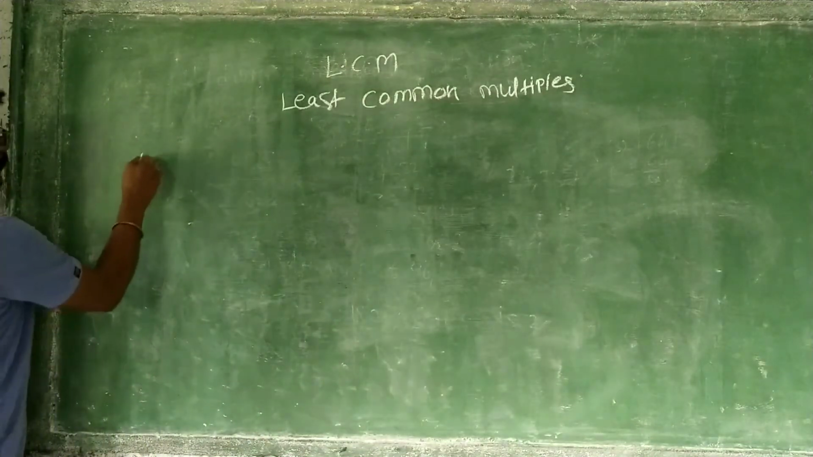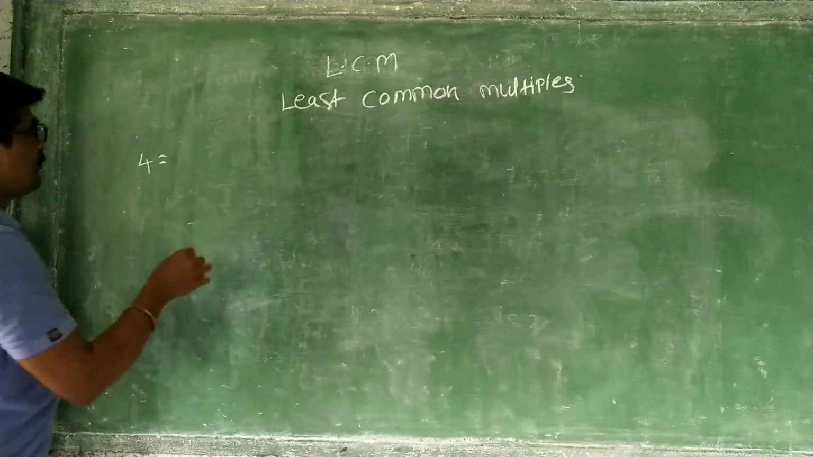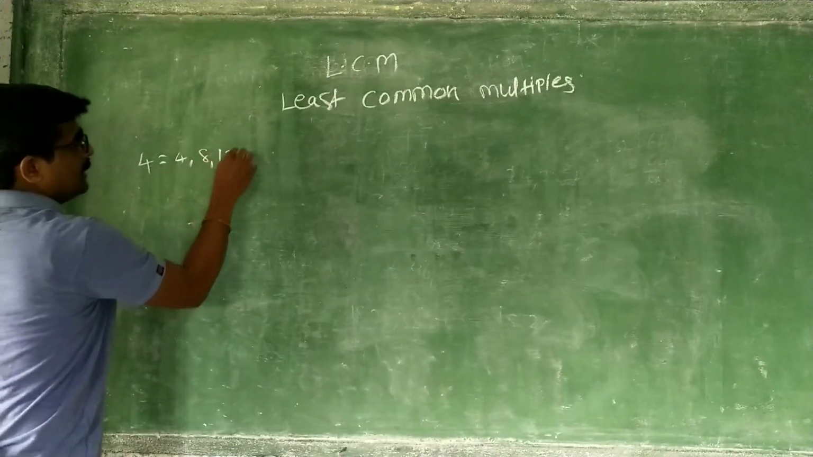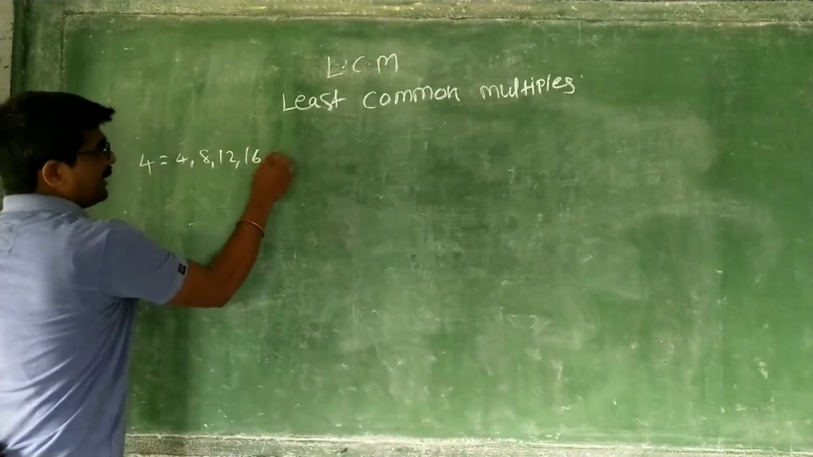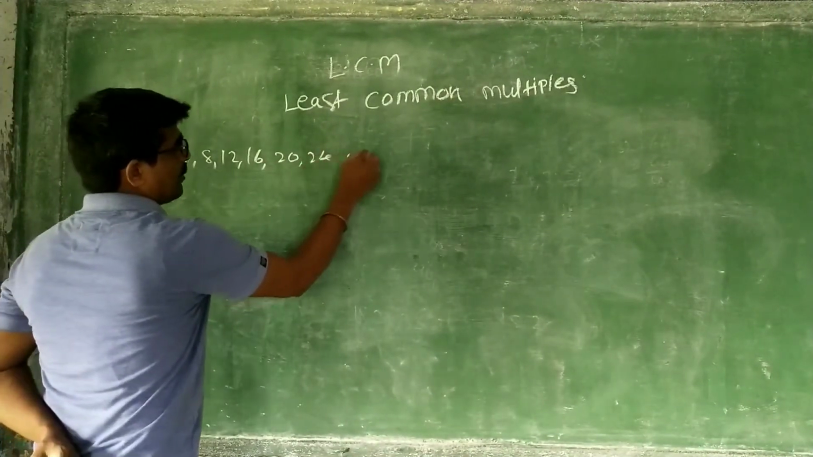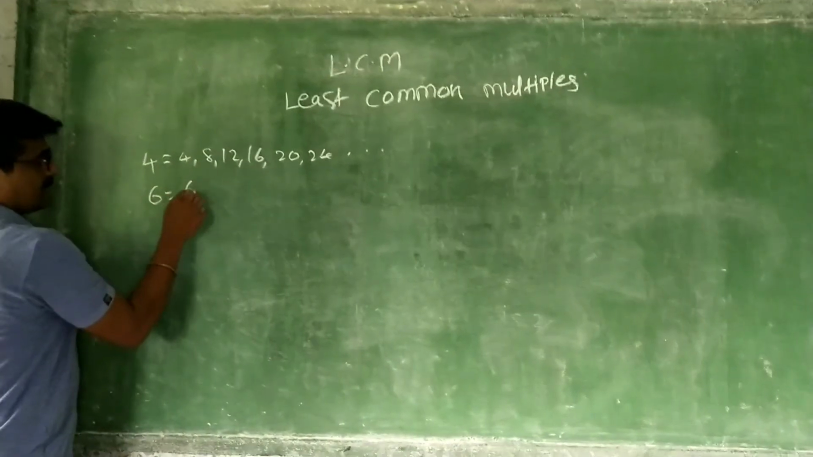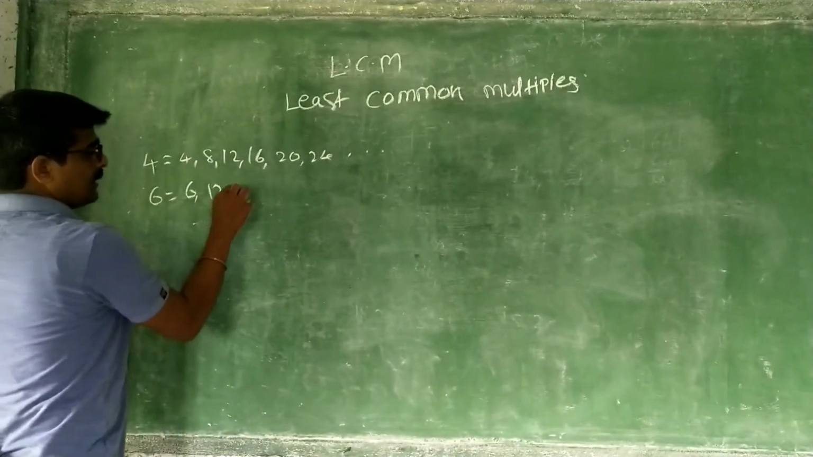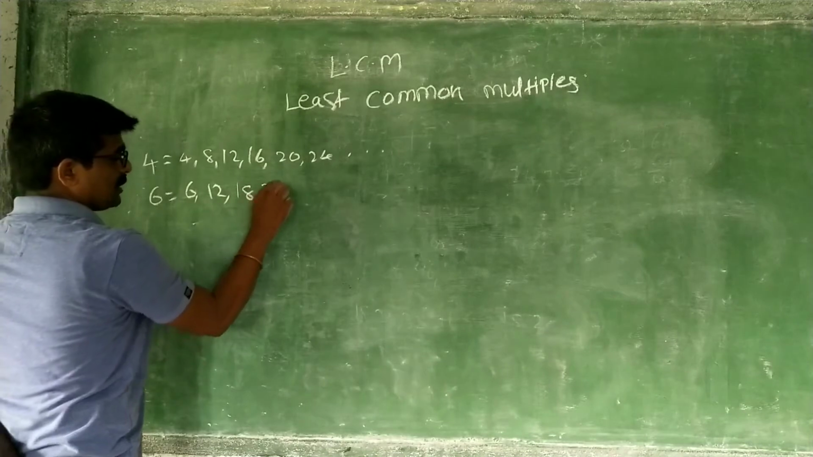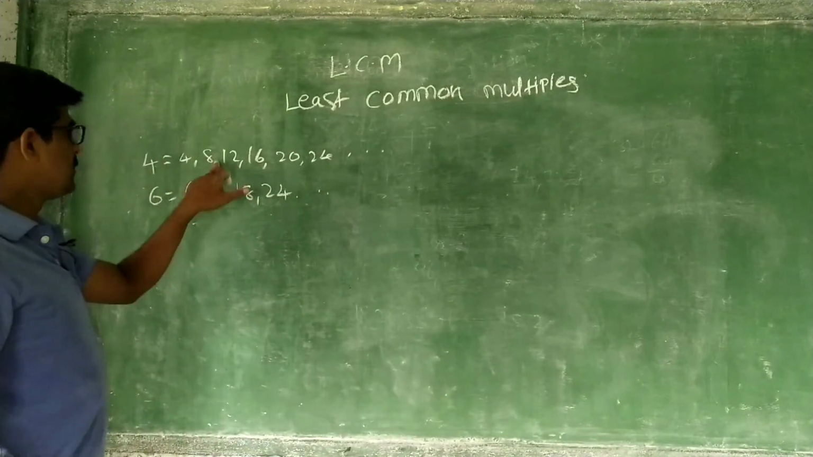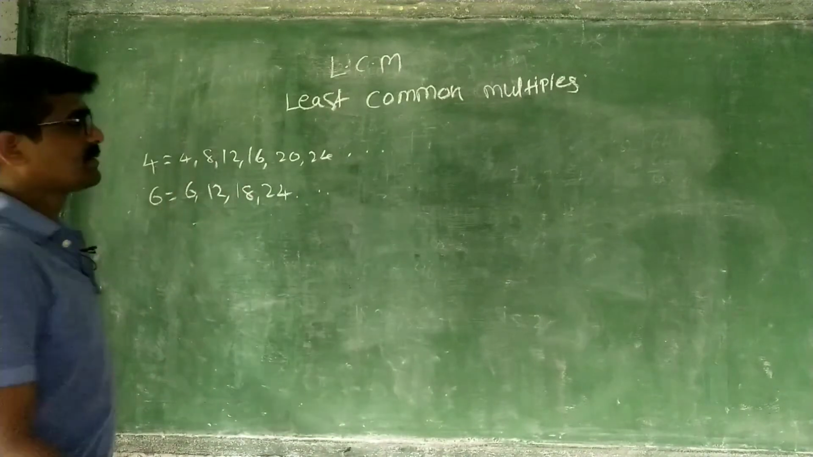I have to take 4. What are the multiples of 4? 4 1 is 4, 4 2 is 8, 4 3 is 12, 16, and again 20, 24, and so on. I am writing. Taking again 6: 6 1 is 6, 6 2 is 12, 18, 24, and so on. So these are the multiples of 4 and the multiples of 6.